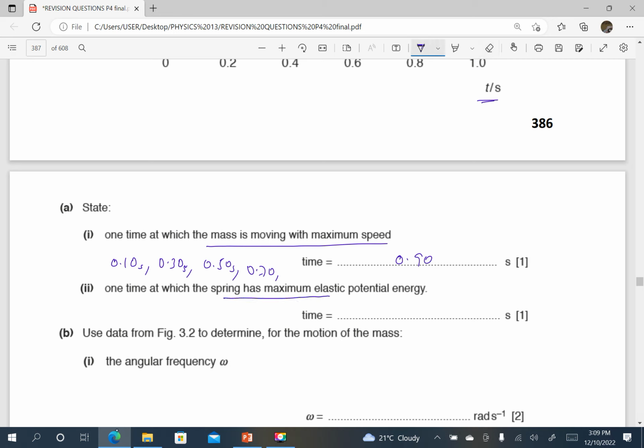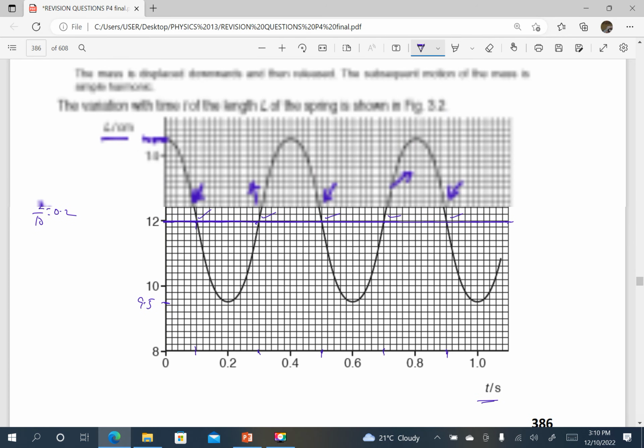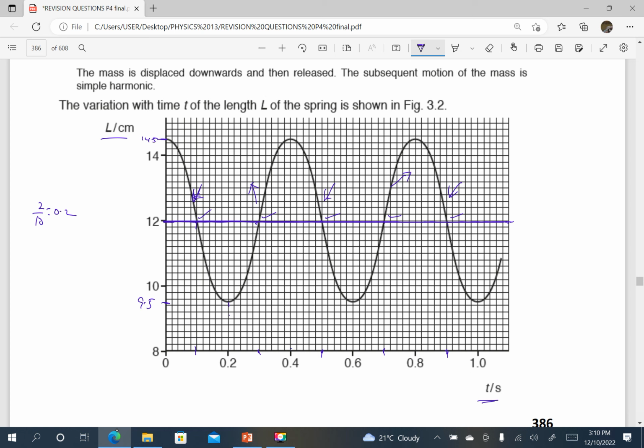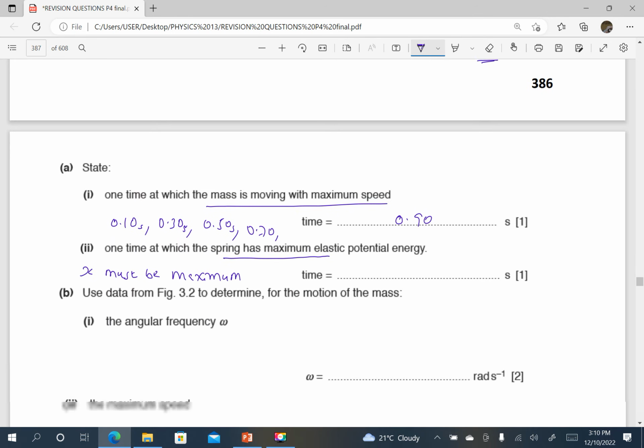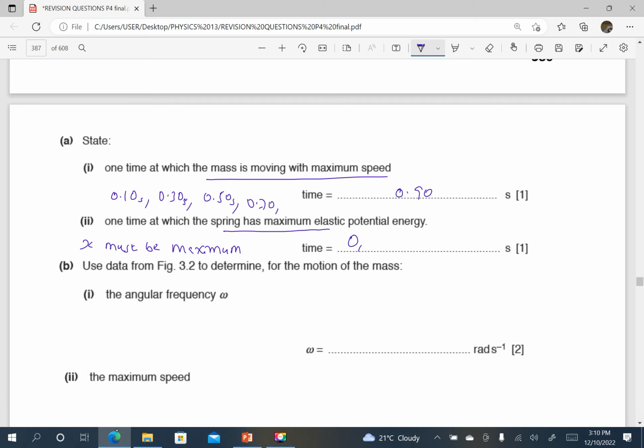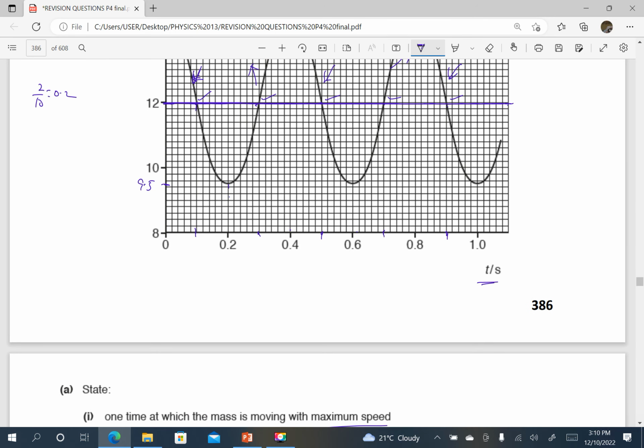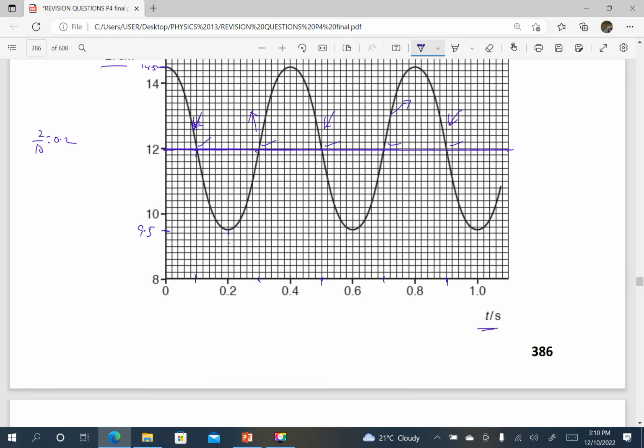State one time at which the spring has maximum elastic potential energy. Potential energy is maximum when x is maximum. So x must be maximum. Where is x maximum? At t equals 0, at t equals 0.2, at t equals 0.4, 0.6, 0.8, and so on and so forth. You could write 0.40, 0.80, any of those values, where the amplitude is actually maximum. That's when the elastic potential energy is maximum. Note that when the length is increasing, the body is moving downwards. The spring is being stretched.